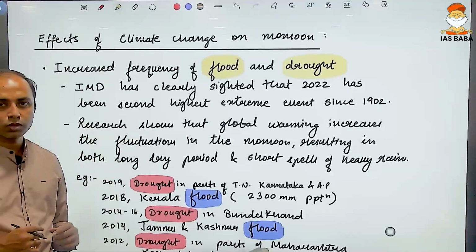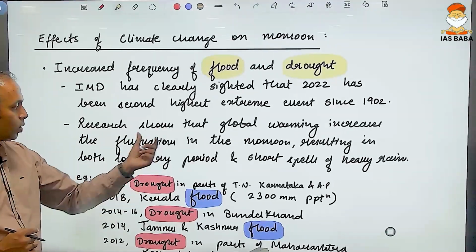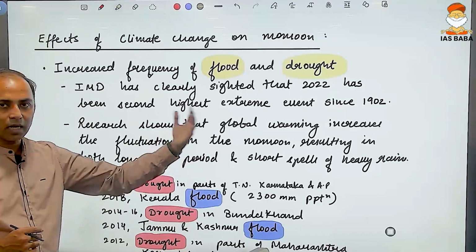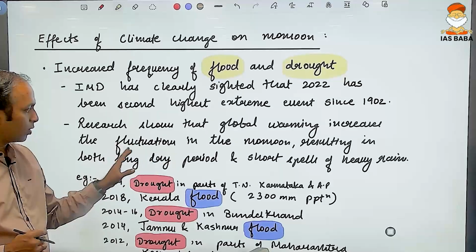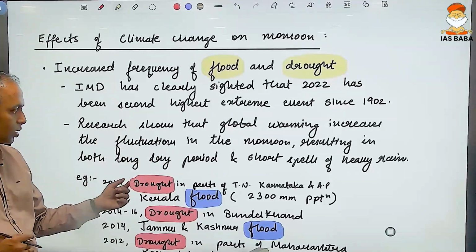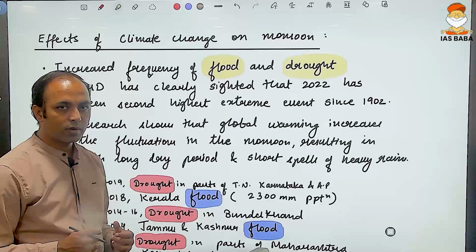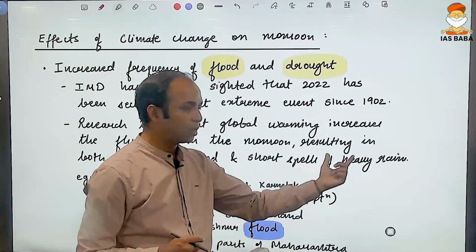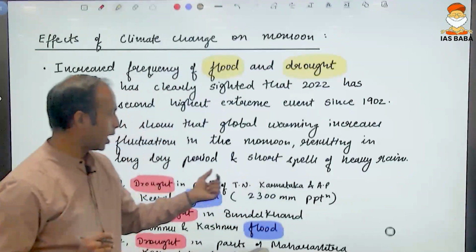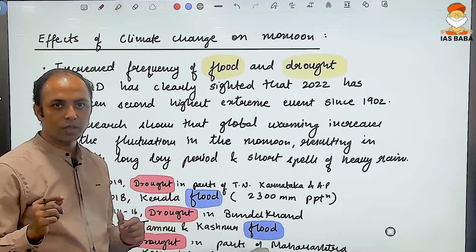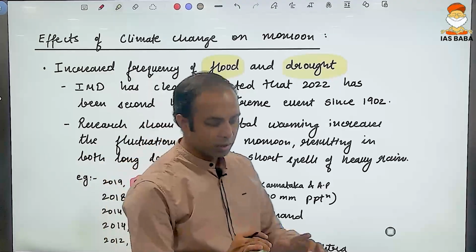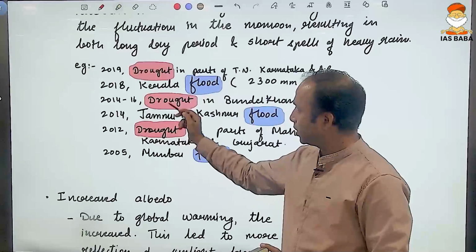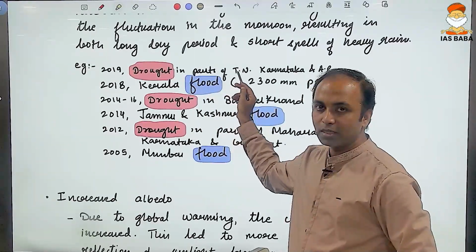Research also shows that global warming has increased the fluctuations in the monsoon. It is not saying that only high rainfall or only low rainfall will be there. Fluctuation, both high and low, is seen. At times there is a long dry period, and at times there is a short period of very heavy rainfall. So a short period of heavy rainfall will lead to flood, and a long dry period is going to lead to drought-like conditions.